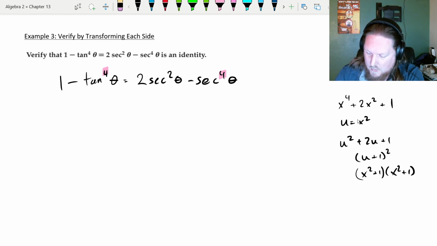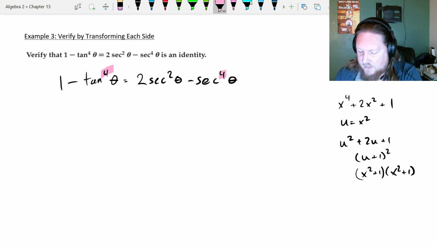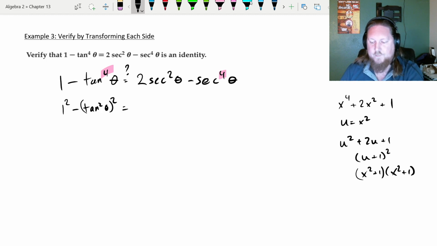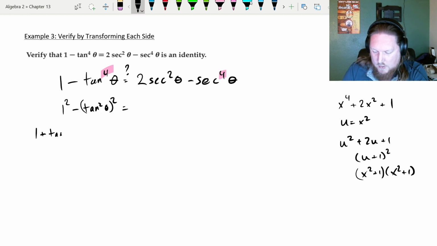So I'm probably going to have to substitute and try to make a quadratic out of something here. I notice I've got a bunch of secants here, so I want to see what the relationship between tangent and secant is. But wait a second. 1 minus tangent to the fourth is really 1 squared minus tangent squared theta squared. There's a perfect square pattern. So that turns this into 1 plus tangent squared theta times 1 minus tangent squared theta.